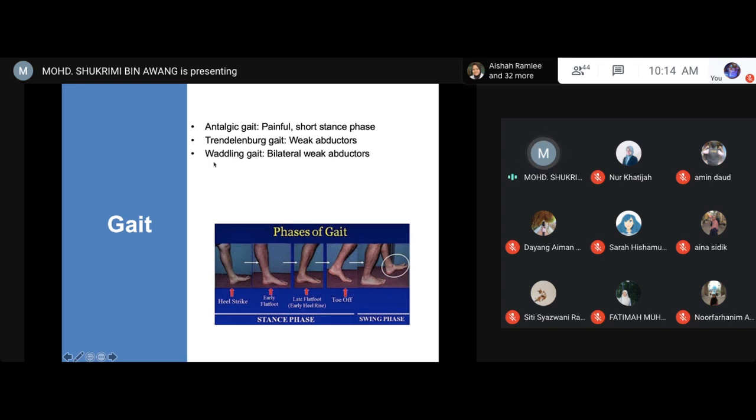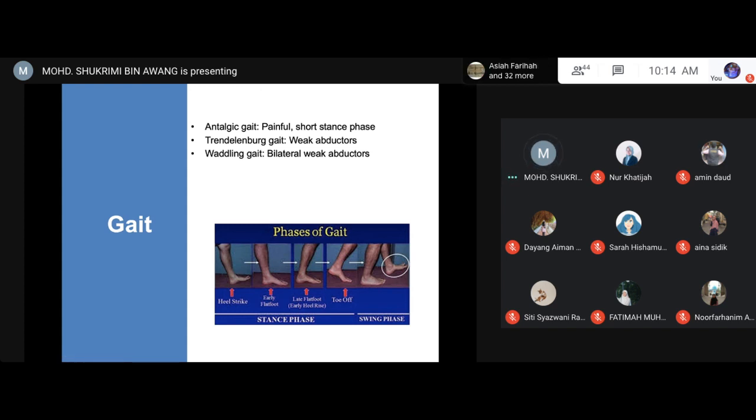They walk with a waddling gait. A waddling gait occurs when both sides of the hip have weak abductors, so they have bilateral abductor weakness. Bilateral Trendelenburg is a waddling gait, where they walk like a duck. Or the patient walks with a short limb gait.